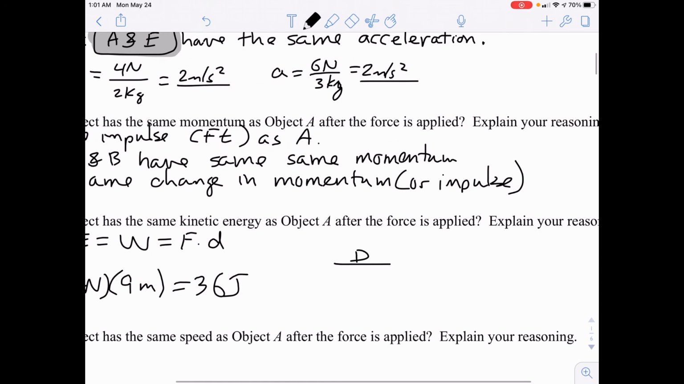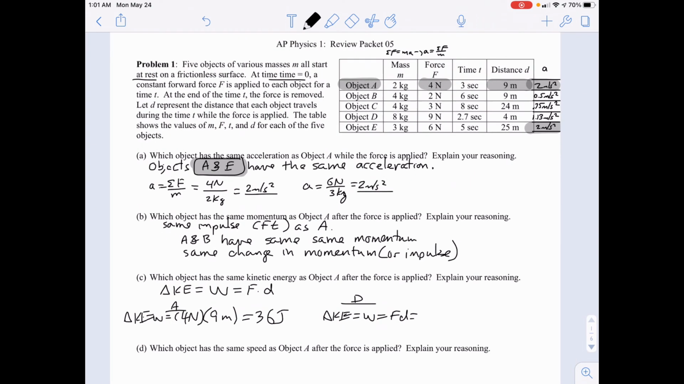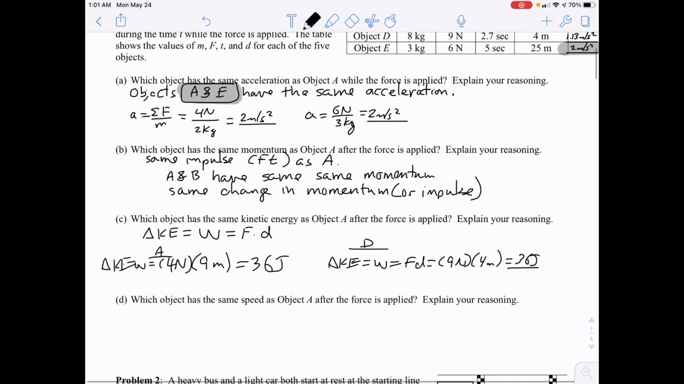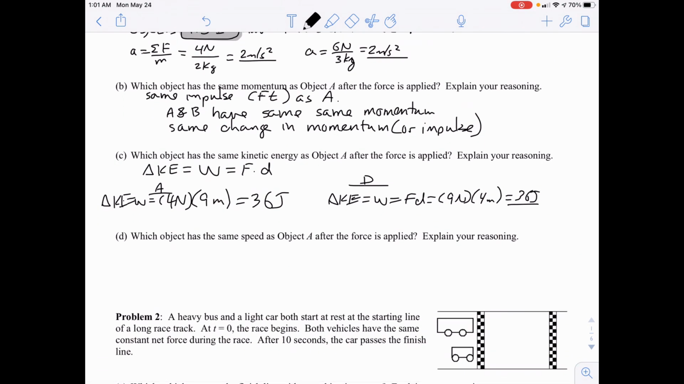So object D, the change in kinetic energy is equal to the work, which is equal to force times distance. And we're looking at 9 newtons times 4 meters, also 36 joules. Which object has the same speed as object A?